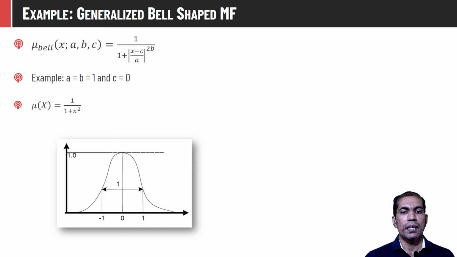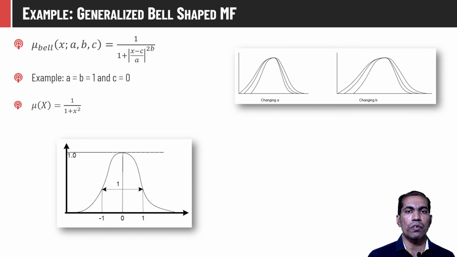By setting a equal to b equal to 1 and c equal to 0, we can derive something like a perfect Gaussian, and the equation for this would be 1 upon 1 plus x square. In a similar way, by changing different values of a and b, we will get different shapes and different positions of this generalized bell-shaped function.